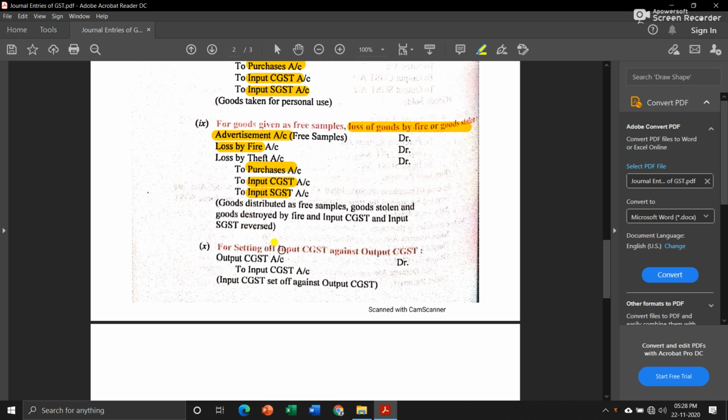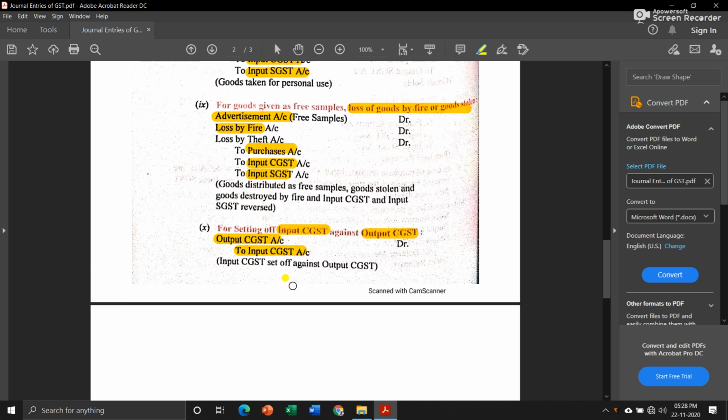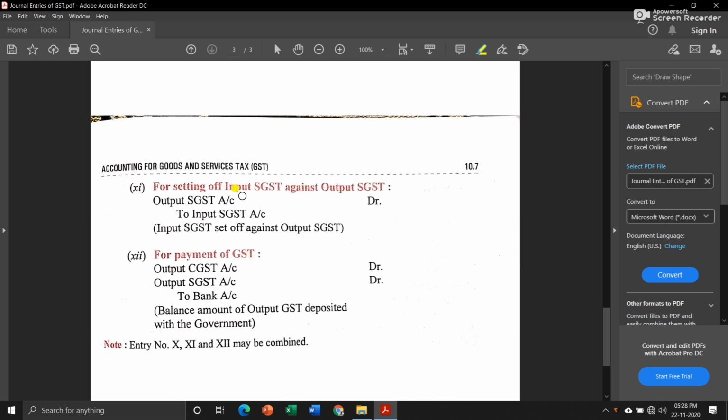Now first we will deal with input CGST and output CGST, that is central goods and services tax. Output GST is nothing but GST that you have collected, we will debit that account. Then we will find out input CGST, we will set off against output CGST. Then we will come to input SGST and output SGST. First we will deal with CGST and then we will come to SGST. At that time we will debit output SGST, then credit input SGST.